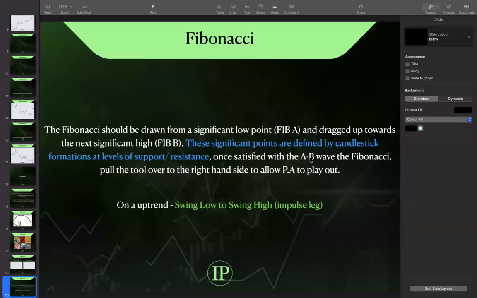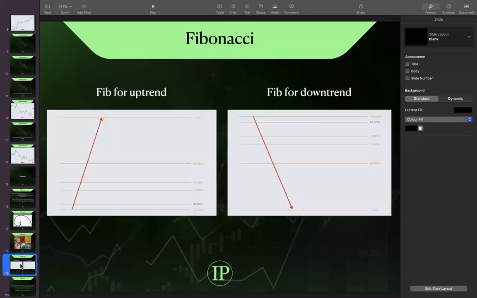Now, the Fibonacci should be drawn from a significant low point. That low point, which is Fib A, is the start of our impulse. Fib A is the start of our impulse. This would be a swing. So when you draw a Fibonacci for an uptrend, you start on the low and you extend it up to the high. You will always see me cross over like this.